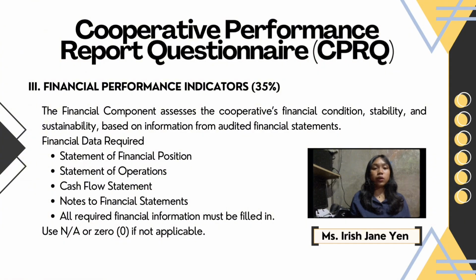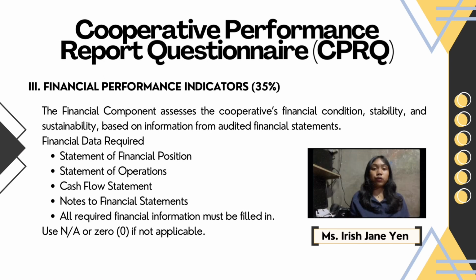This component assesses the cooperative financial condition, stability, and sustainability based on information from audited financial statements. The required financial data includes the statement of financial position, statement of operations, cash flow statements, and notes to financial statements. All required financial information must be completely filled in. If an item is not applicable, it should be indicated as NA or 0. This component provides a clear picture of how effectively the cooperative manages its financial resources.